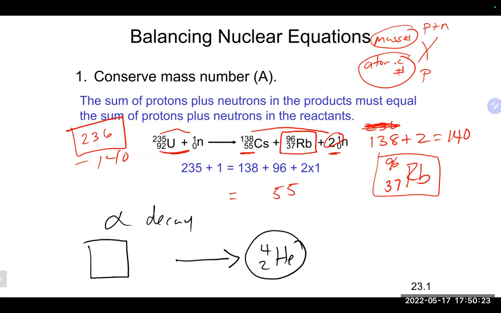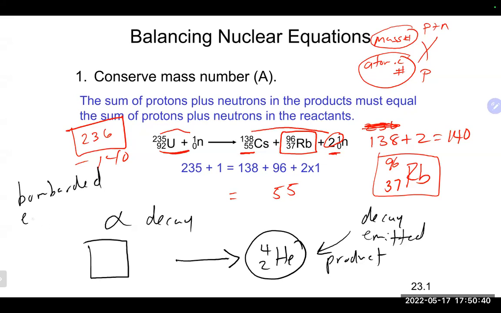A couple other words. Anything that is going through decay, anything that is emitted, those particles always end up on the product side. Anything that is bombarded, anything like an electron capture, those particles end up on the reactant side. So those are the common verbiage that you sometimes see in these problems. Bombarded, electron capture, that's going to put that particle on the left-hand side, the reactant side. Anything that goes through some type of decay, emits some type of particle, that particle ends up on the product side of the arrow.